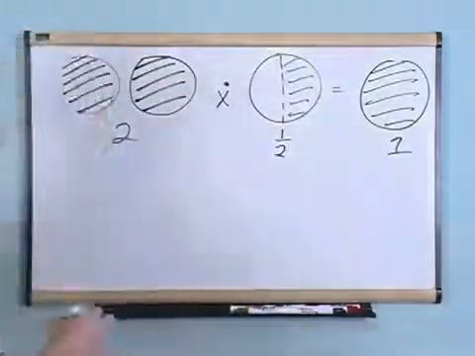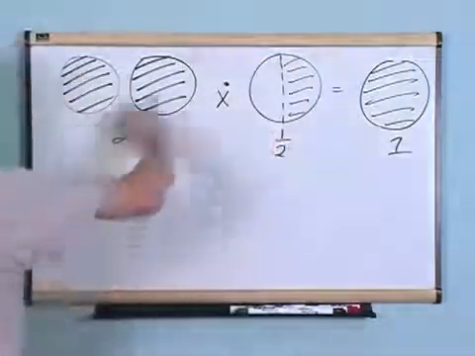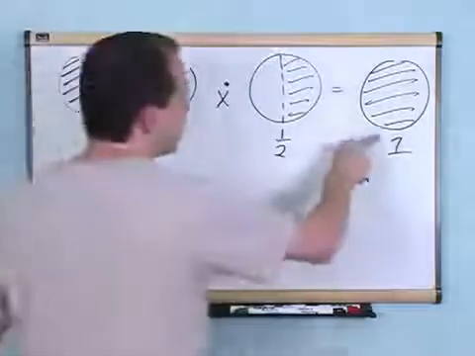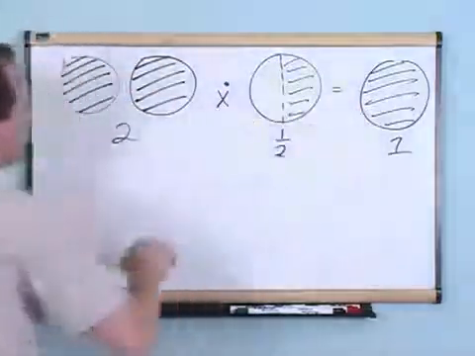Start with 2 pies. When I multiply by 1/2, it's telling me throw half of these pies away, okay? And what I'm left with is going to be 1, because obviously if you start with 2 and you throw half of them away, you're only going to have 1 left over.